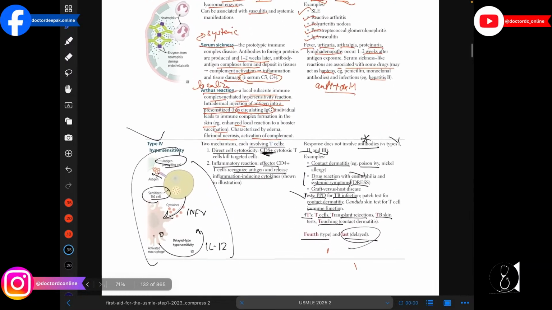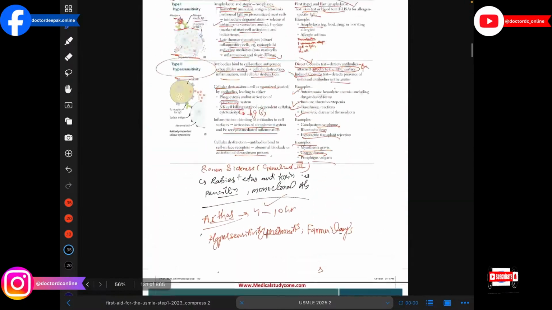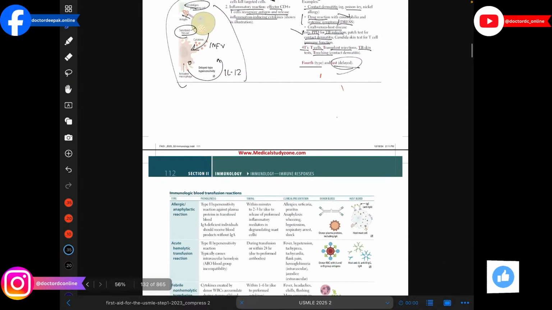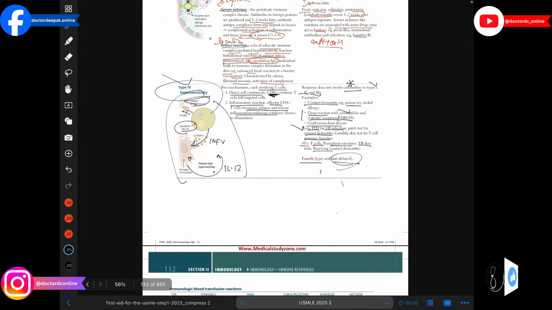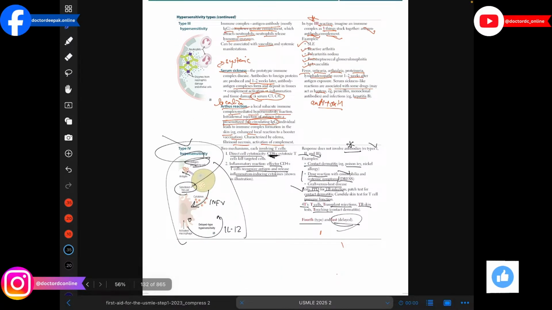As you guys know, in type 1 you get a response within minutes. In type 2, you get it within hours. In type 3, it is in 8 to 12 hours or 1 to 2 weeks. In type 4, you get a delayed response after 2 to 3 days. In 12 to 48 hours after exposure, they start to show redness, itching, and asthma. This is all about hypersensitivity.